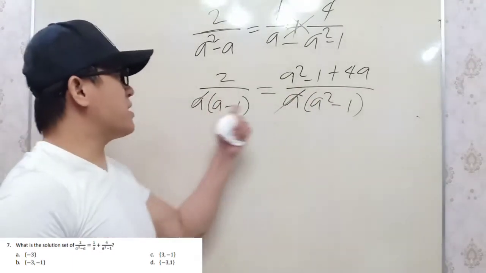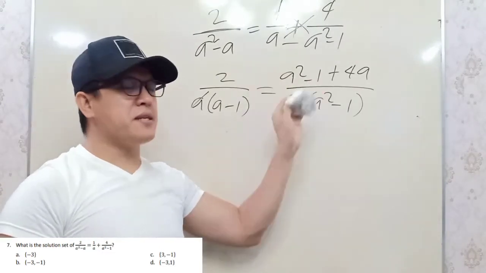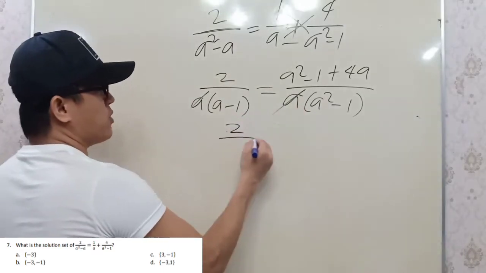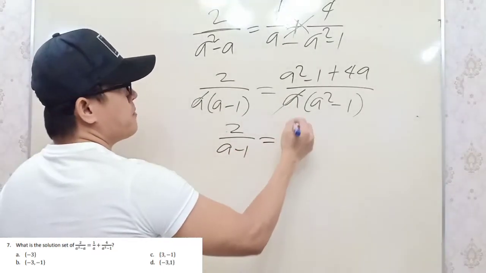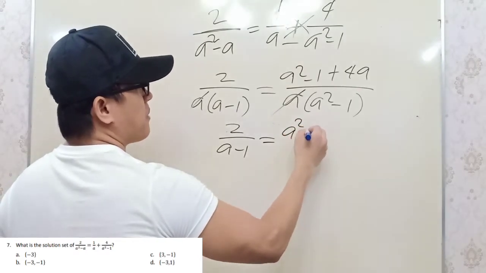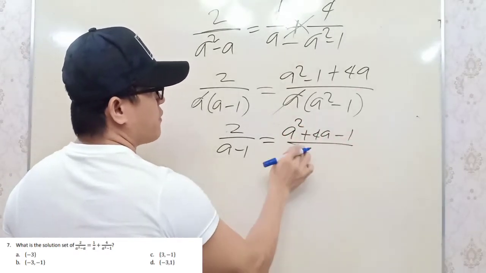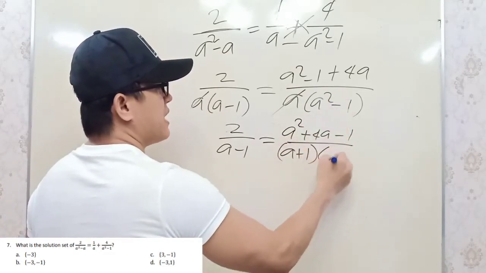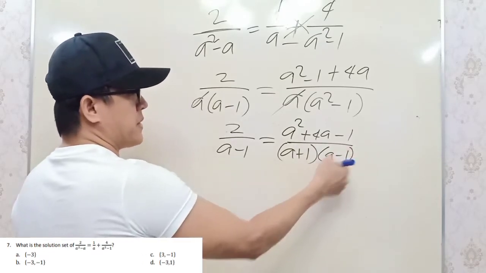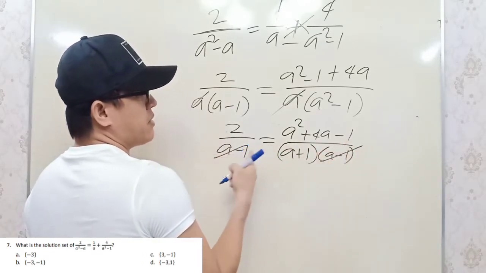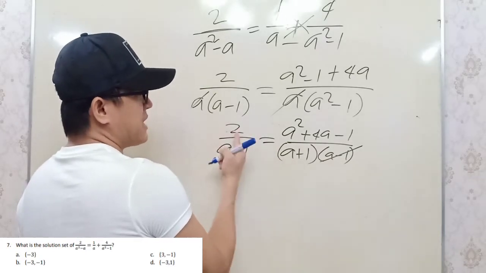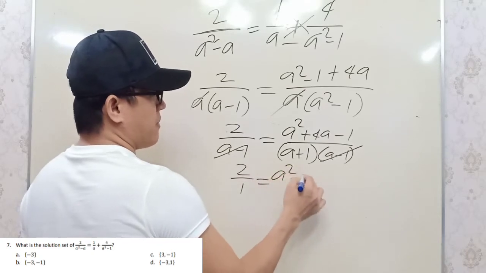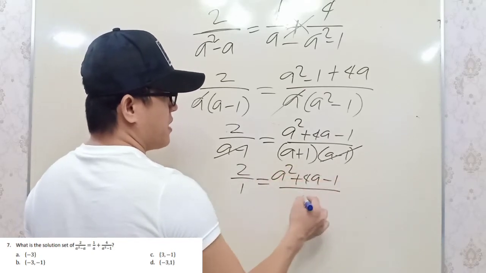Pag nakita nyo sa denominator, denominator the same, or numerator, numerator the same, cancel nyo lang as long as multiplication yung sign dyan. So, matitira is 2 over a minus 1 is equal to a squared plus 4a minus 1 all over. Okay, factor natin yan. Difference of two squares. A plus 1 and then a minus 1. Okay, so a minus 1, a minus 1. Cancel natin yan. Ang remaining, this one will become 1 here. So, cross-multiply natin siya. Magiging 1 na siya. So, 2 over 1 is equal to a squared plus 4a minus 1 over a plus 1.